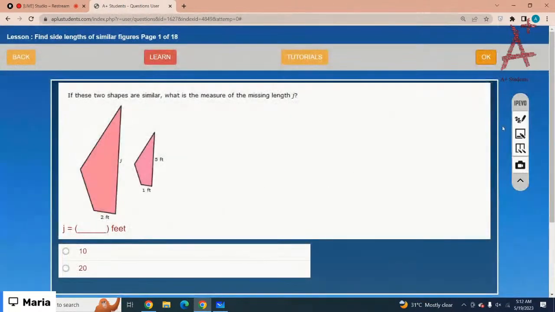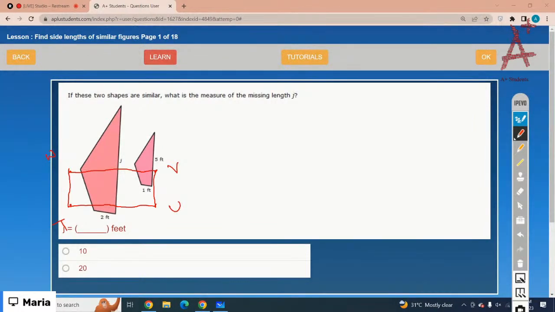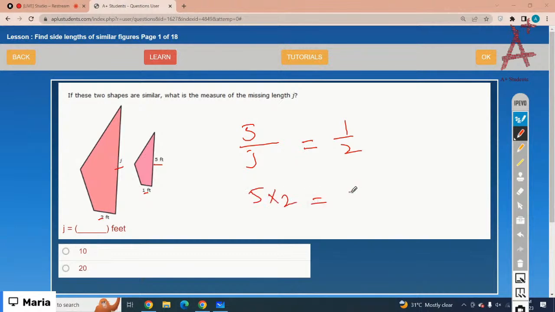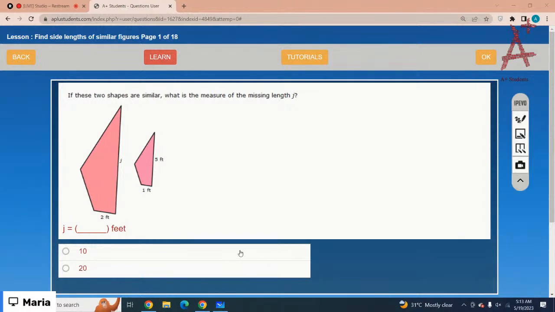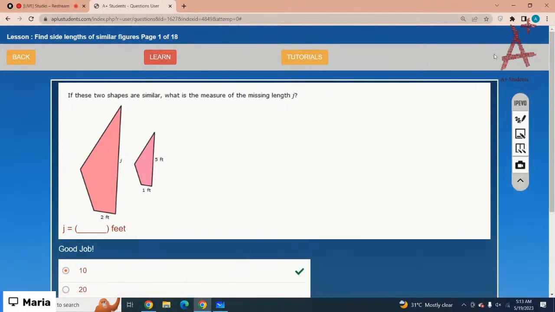So the similar sides for the given shapes are 5 feet and j is similar, 5 divided by j, and 1 divided by 2 is similar. Just do cross multiplication. It would be 5 times 2 equals j times 1. So j equals 10. Got it? So option number 1 is the correct option. It would be j equals 10.